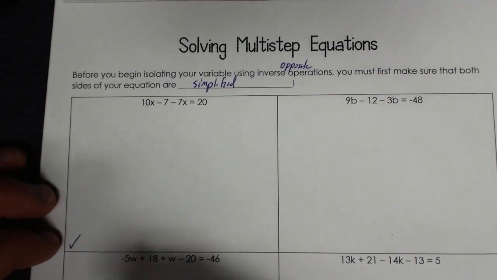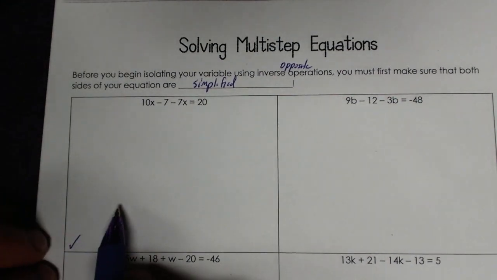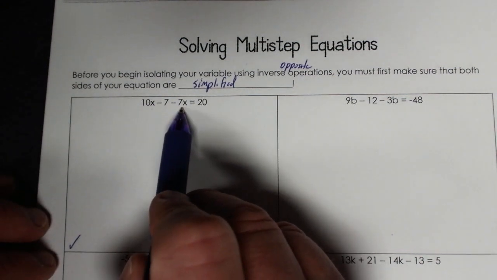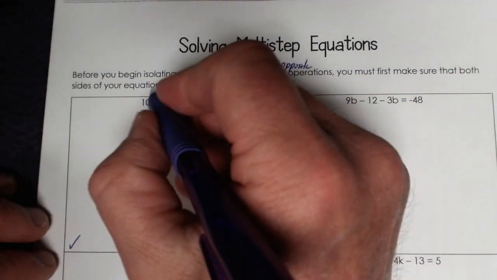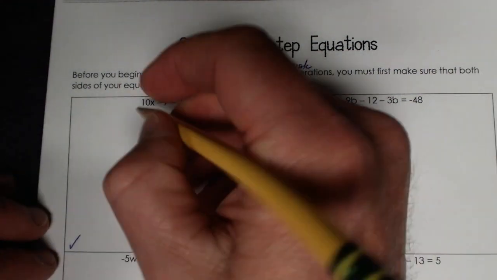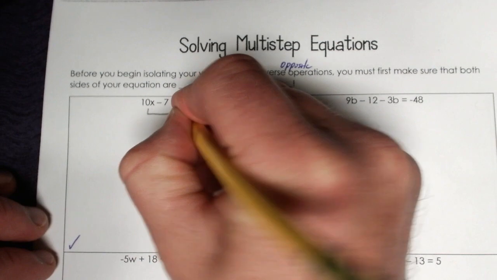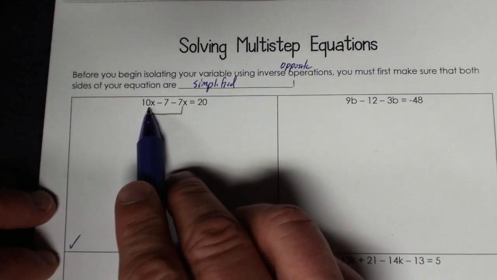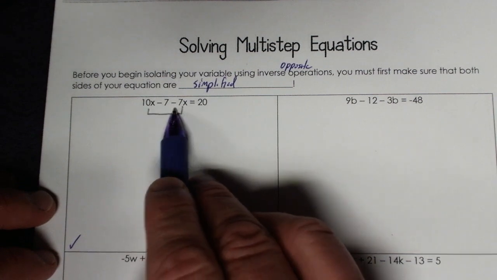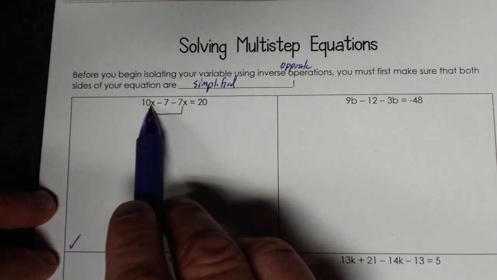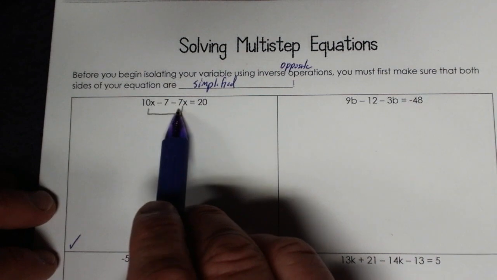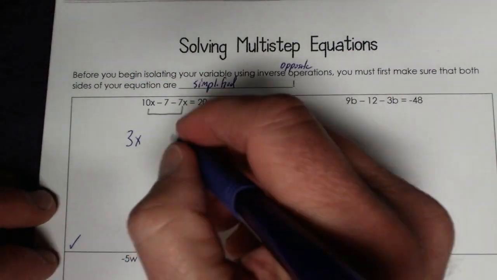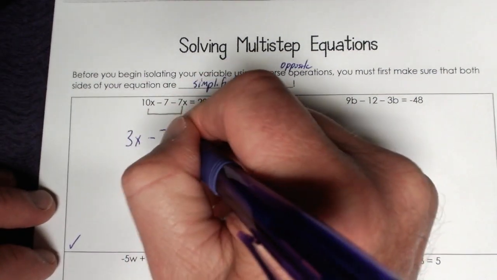So I'm going to start here with question 1, and let's see what we have. We have 10x minus 7 minus 7x equals 20. Now, what I notice right off the beginning is I have 2 sets of x. So that's what simplified means. So I'm basically going to take 10x minus 7x. Let's do that again. 10x minus 7x. Basically, 10 minus 7 is 3, and then you put an x there. And then I'm going to have my minus 7 equals 20.